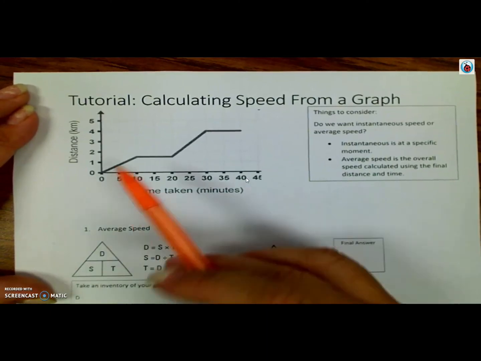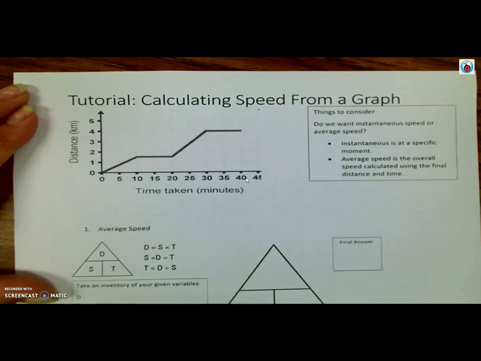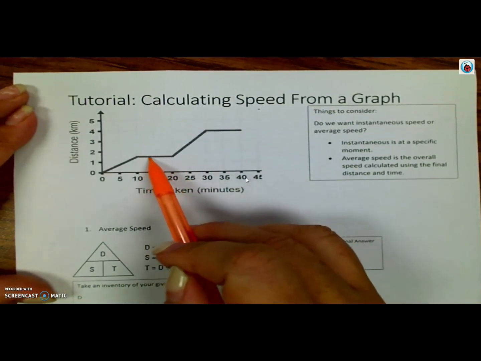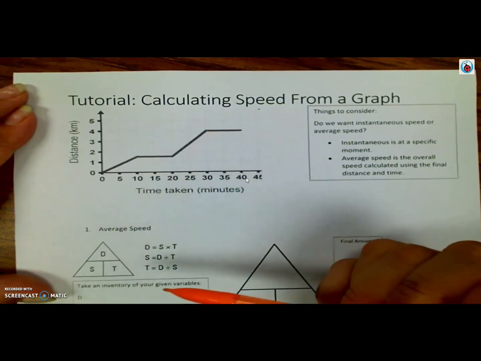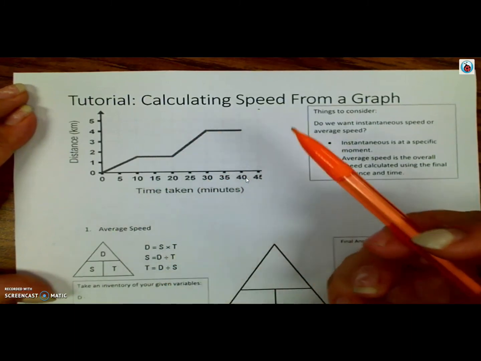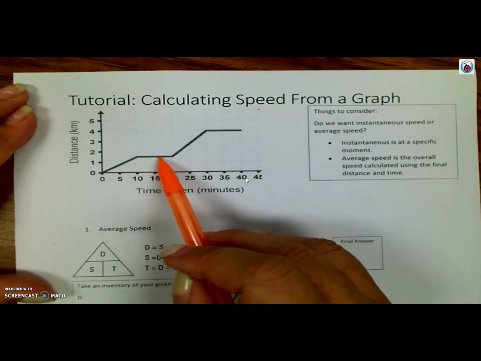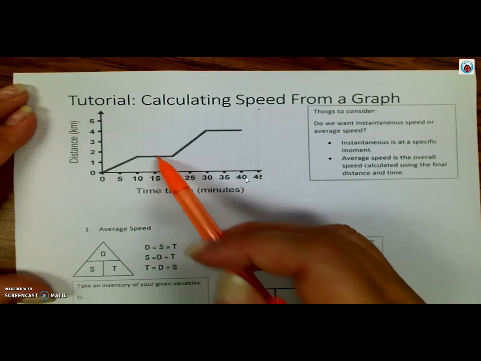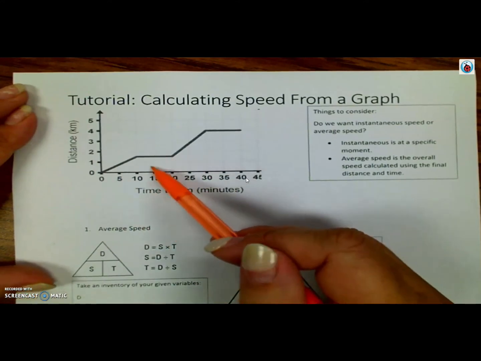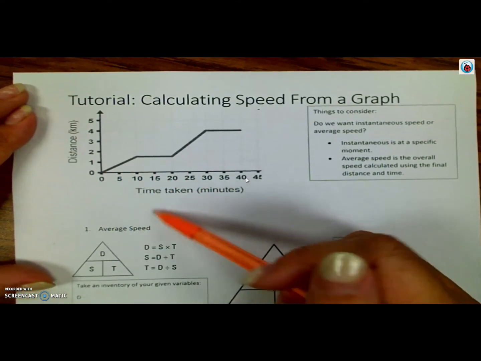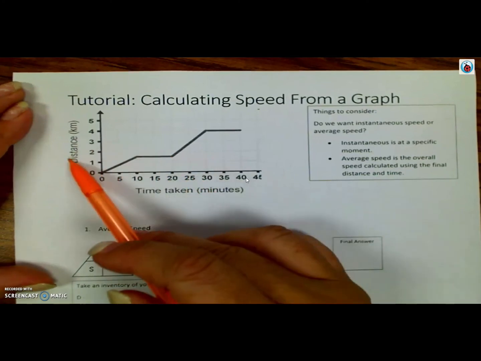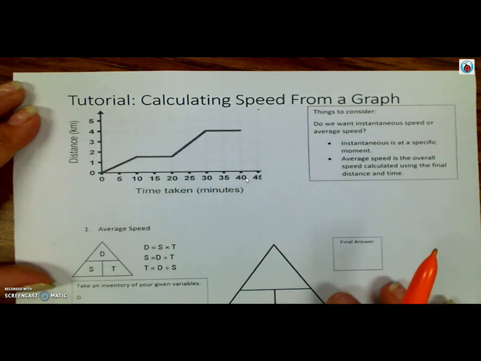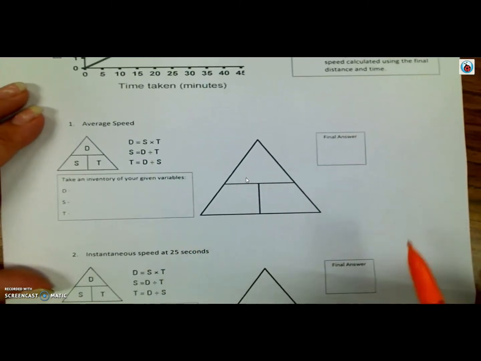Little side note, on a distance time graph, if you were asked to find the speed along a flat portion of the line, you should automatically know that speed would be 0. If distance is not changing, then speed would be 0. So don't waste your time trying to calculate there, because a flat portion on a distance time graph indicates no motion. Speed would be 0. Okay, so let's look at our two examples.